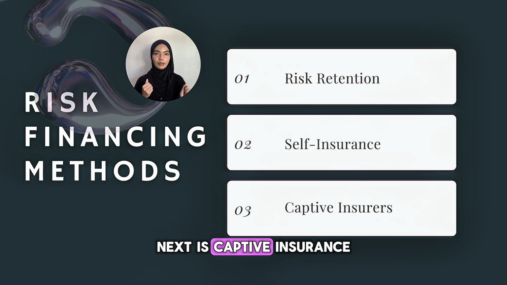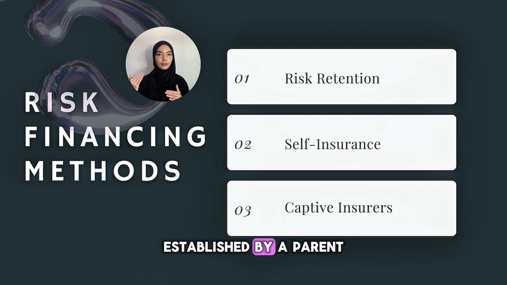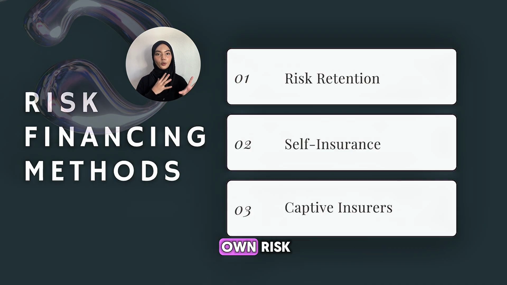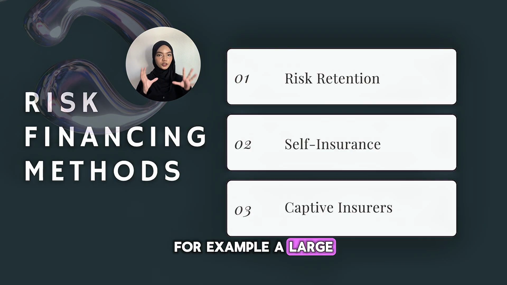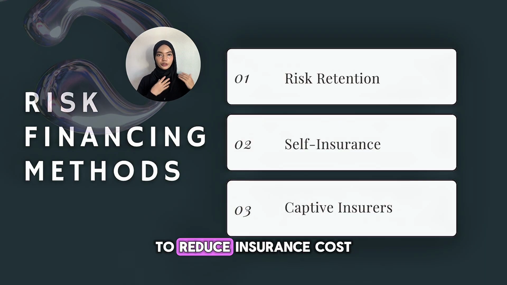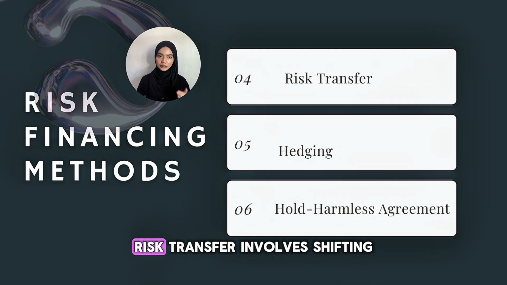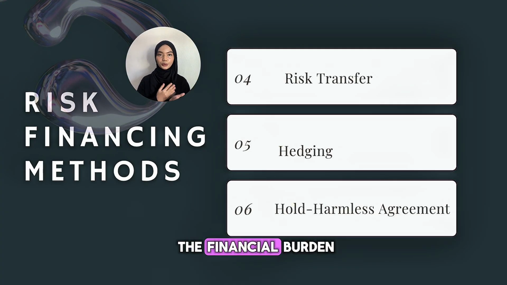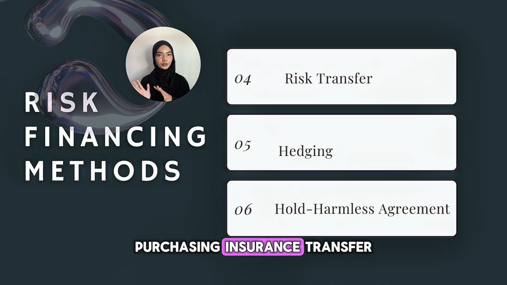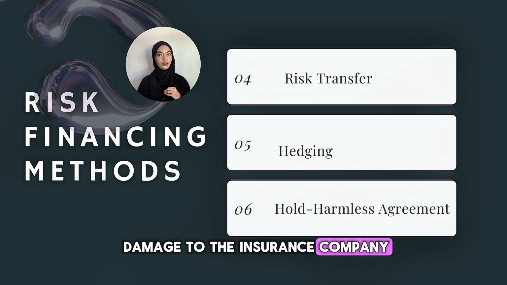Next is captive insurance. Captive insurers are insurance companies established by a parent company to insure its own risks. For example, a large corporation creates its own insurance company to reduce insurance costs. Risk transfer. Risk transfer involves shifting the financial burden of risk to another party. For example, purchasing insurance transfers the risk of fire damage to the insurance company.